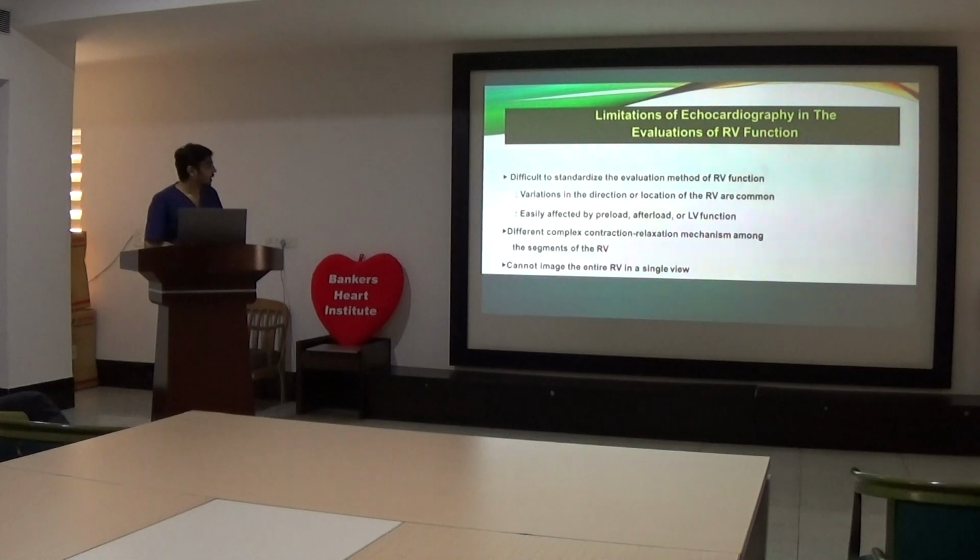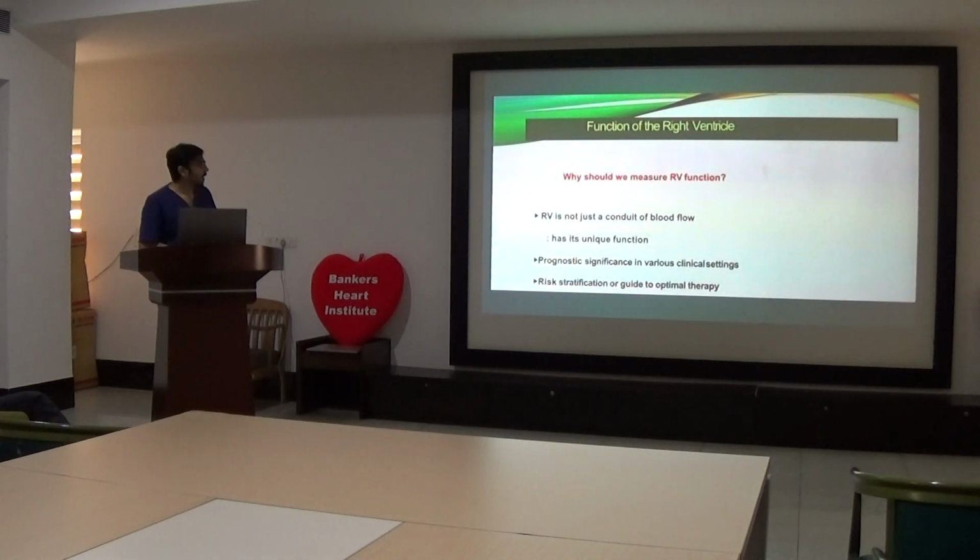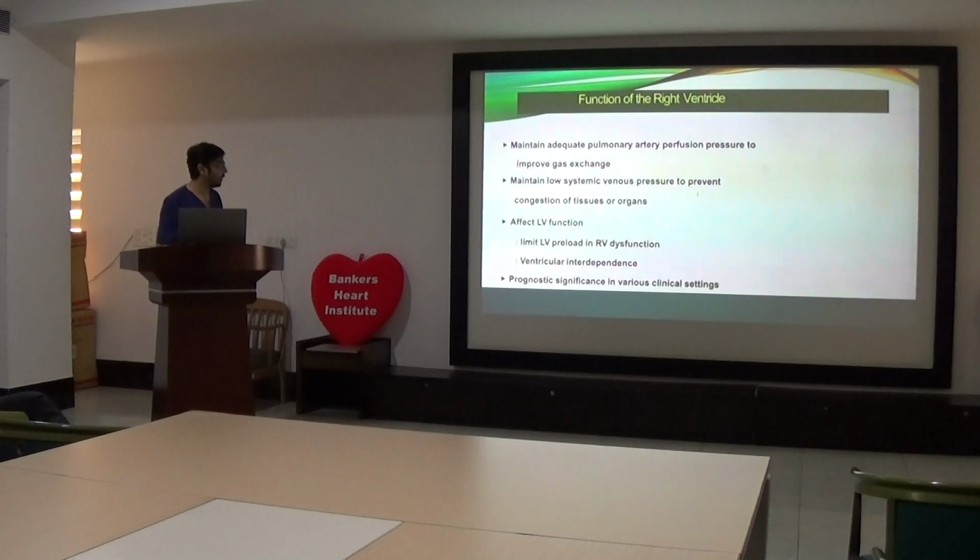And why should we measure the function of the RV? We have thought that the RV is only a conduit from the right atrium to the pulmonary blood flow. But the RV is not just a conduit of blood flow, it has a unique function. In pressure overload situations, with preload and afterload changes, and in RV failure, it has a crucial role in the assessment of RV function. It has prognostic significance in various clinical settings, and in risk stratification to guide optimum therapy.